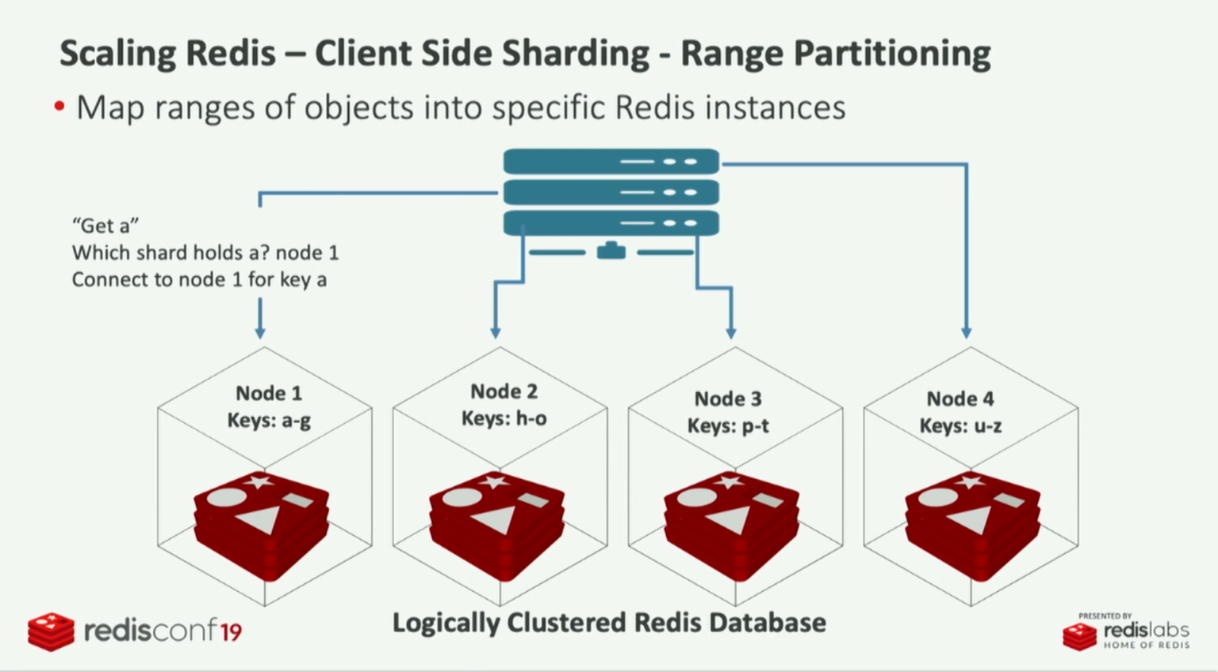For keys from H to O, I go to node 2, and so on. So your client has to be smart enough to know exactly which key belongs in which shard, and you access it. The great thing is, right, there is no network overhead. You just do a quick lookup, and you know exactly where to find your key.